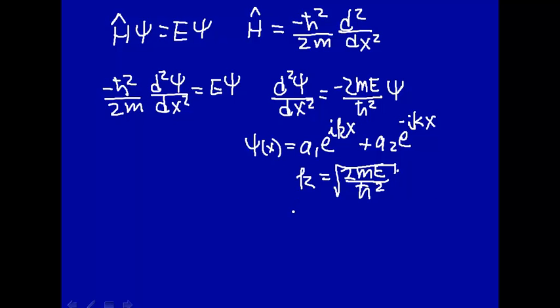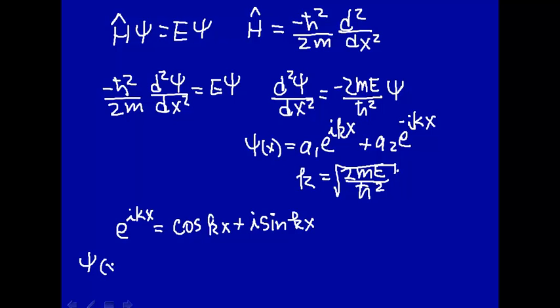However, in most introductory physical chemistry textbooks, the solution is not given in terms of this. It's given in terms of sines and cosines. So let's make that transformation. We'll use the Euler relation: e to the i kx is equal to cosine of kx plus i sine of kx. That's the Euler relation. So let's express these exponentials in terms of sines and cosines.